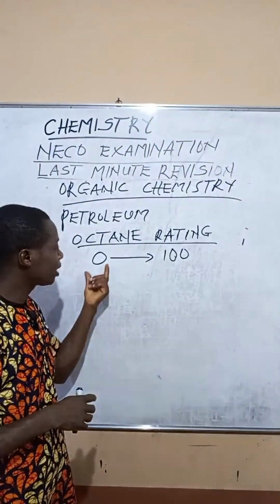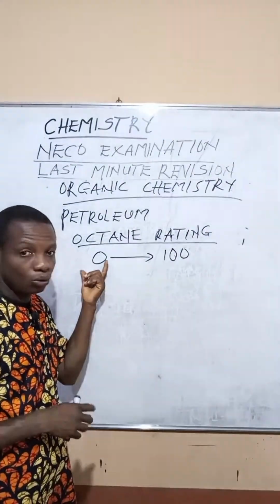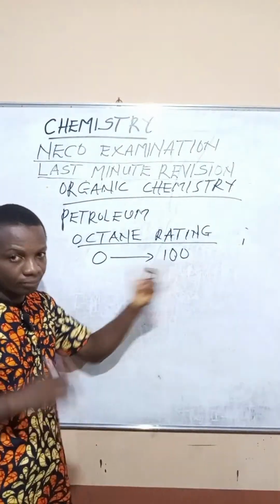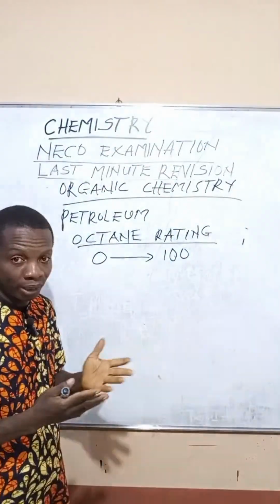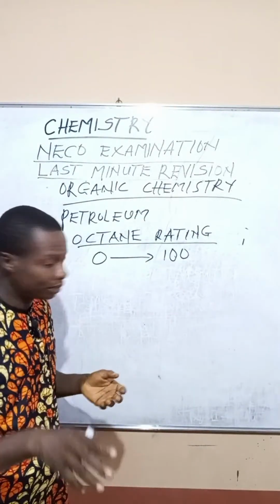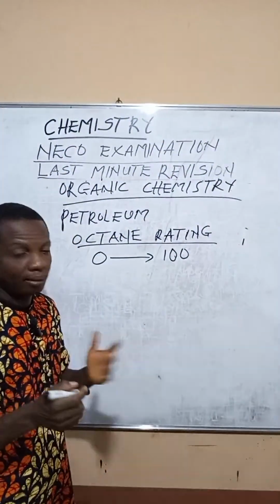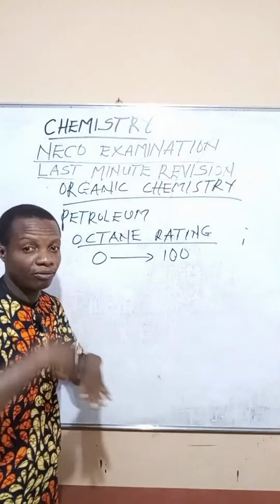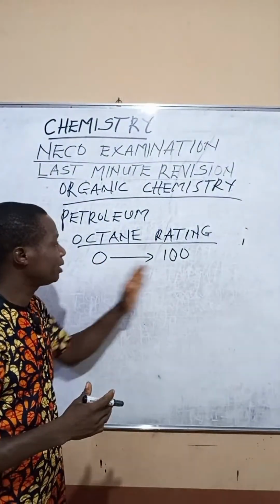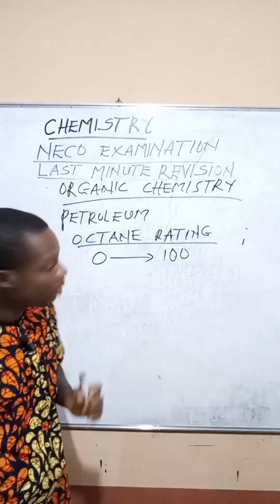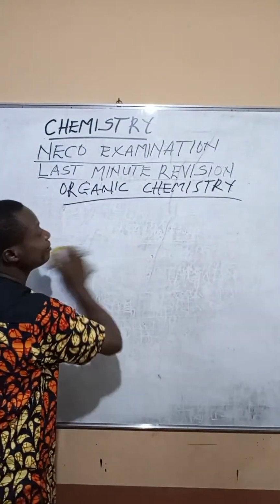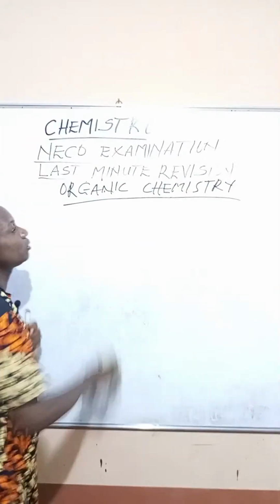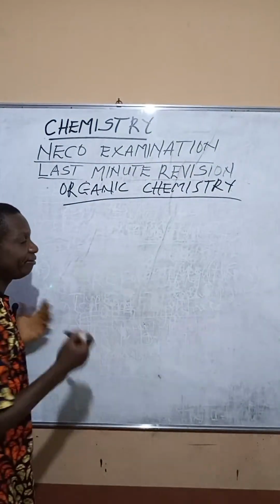So hydrocarbons are rated between 0 and 100. Please take notes. The straight chain hydrocarbons perform poorly in an internal combustion engine, while the branch chain does not perform poorly. It performs very high. So that is how it is rated. Please take note of this, very important. So that is that for petroleum and refining of petroleum. Please take note of petroleum refinery.